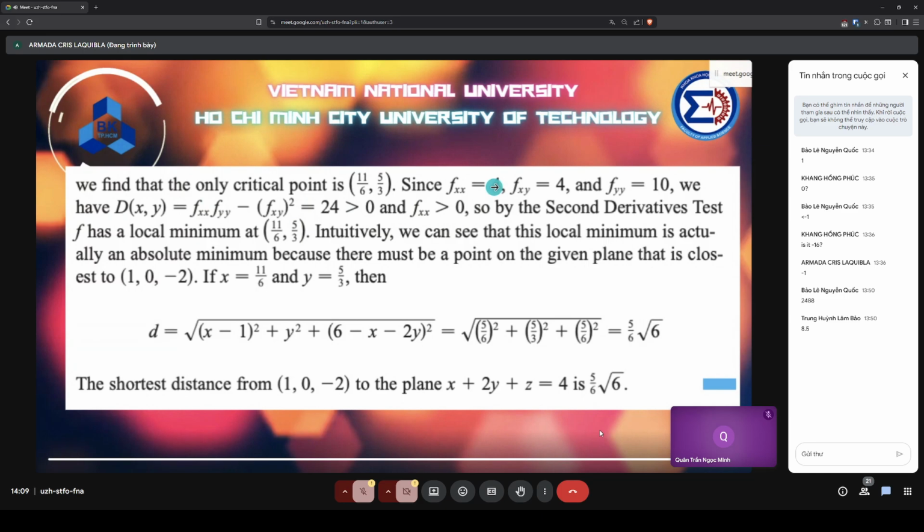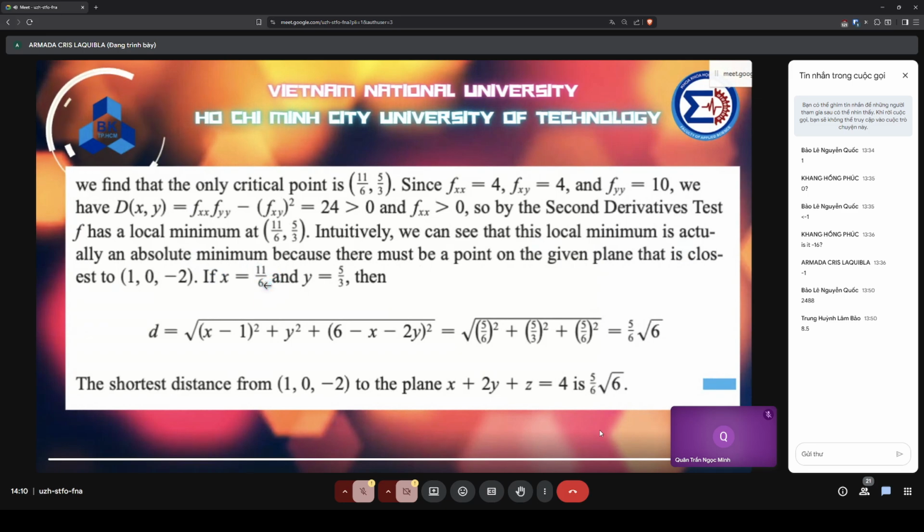Now your fxx here, class, is always equal to 4. So if you substitute the point here, it's still equal to 4 always. So it's positive. Now D and fxx are both positive. So by the second derivative test, f has a local minimum at that point. Okay? So since that is a local minimum, and we only have 1 point, it is automatically an absolute minimum. We can see this local point is actually an absolute minimum.